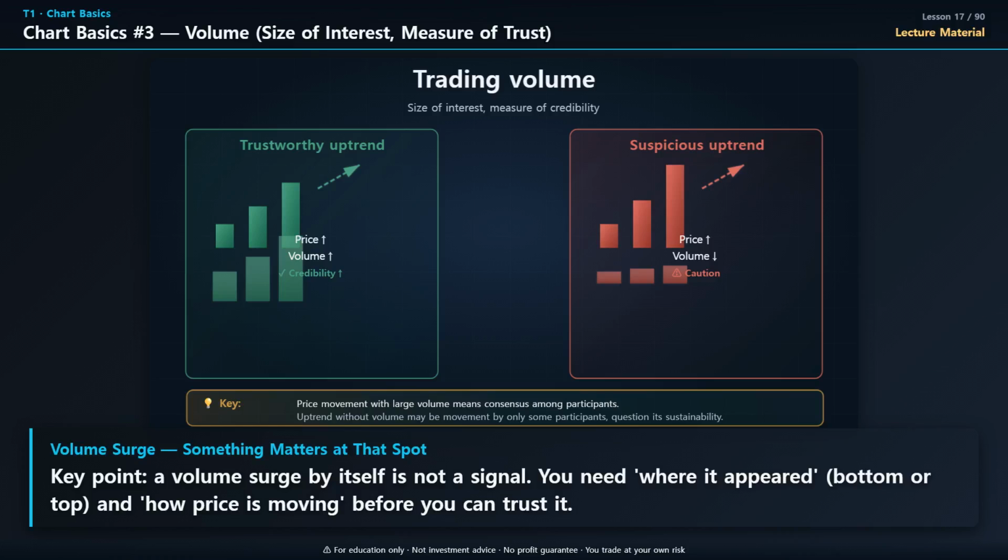Key point: a volume surge by itself is not a signal. You need to know where it appeared, bottom or top, and how price is moving before you can trust it.